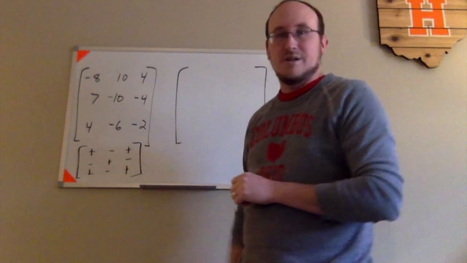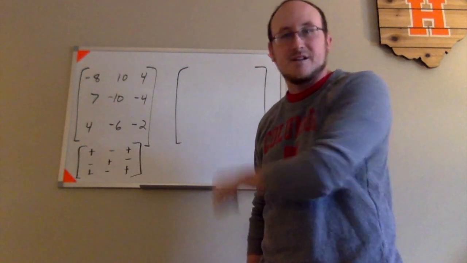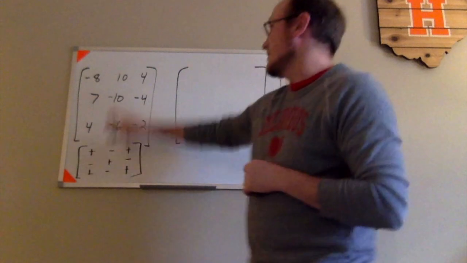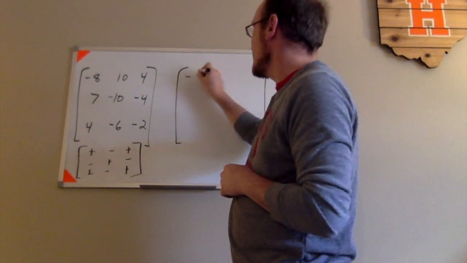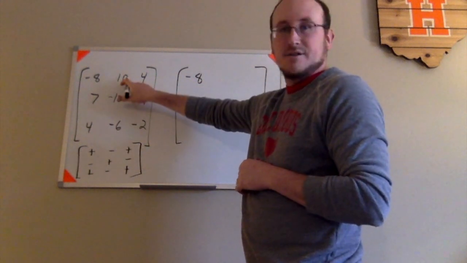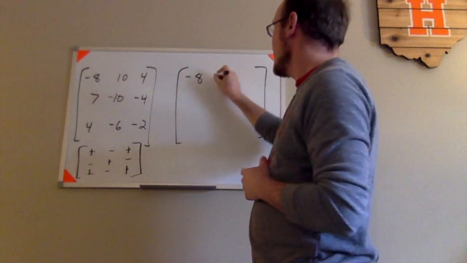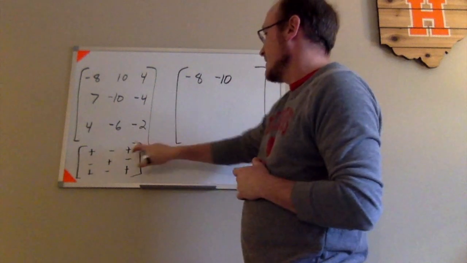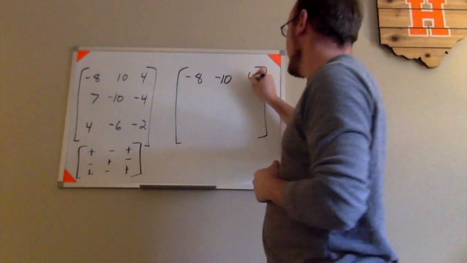Anything that's in a position where I see a minus sign, I will switch its sign to the opposite. So I have a plus in the first position, so negative 8 is going to stay the same. I have a minus in the second position, so this sign is going to change to become the opposite. So that will become negative 10. I have a plus here, so this will stay the same.